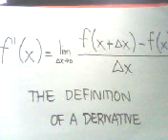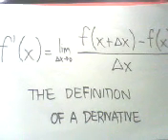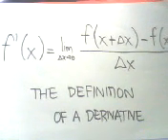This here is the definition of a derivative. F prime of x is equal to the limit of f of x plus delta x minus f of x over delta x as delta x approaches 0.